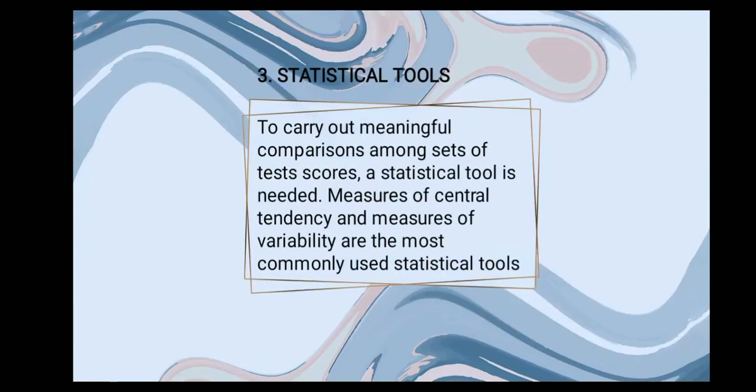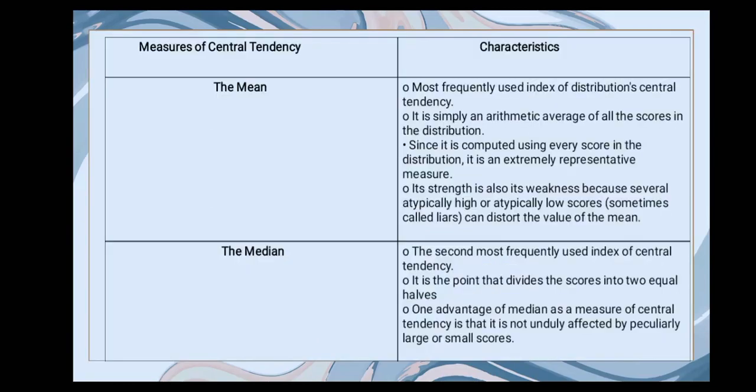Third, we have the statistical tools. To carry out meaningful comparisons among sets of test scores, a statistical tool is needed. Measures of central tendency and measures of variability are the most commonly used statistical tools. So, here we have the measures of central tendency and their characteristics. First, we have the mean.